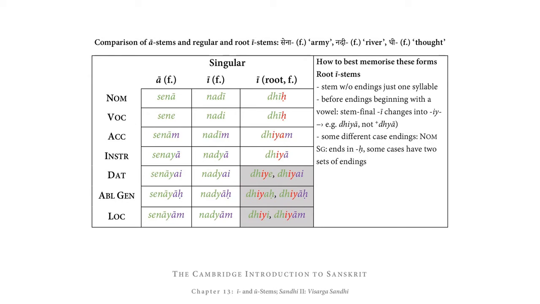However, in the dative, ablative, genitive, and locative, we have an alternative set of forms for these root long I stems, which again consist of the dh, then the i, which has changed into iy. And then we have endings that we haven't seen yet in this form, namely e, ah, ah, and i. But these are endings that we will soon come across when we come to consonant stem endings, because those you will see are exactly the same as consonant stem endings.